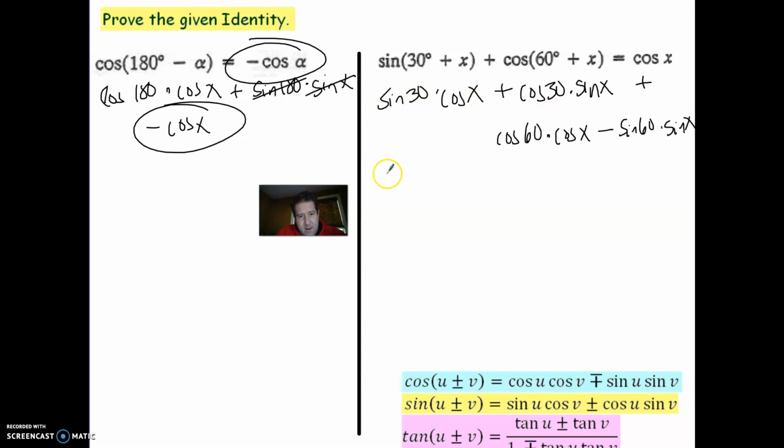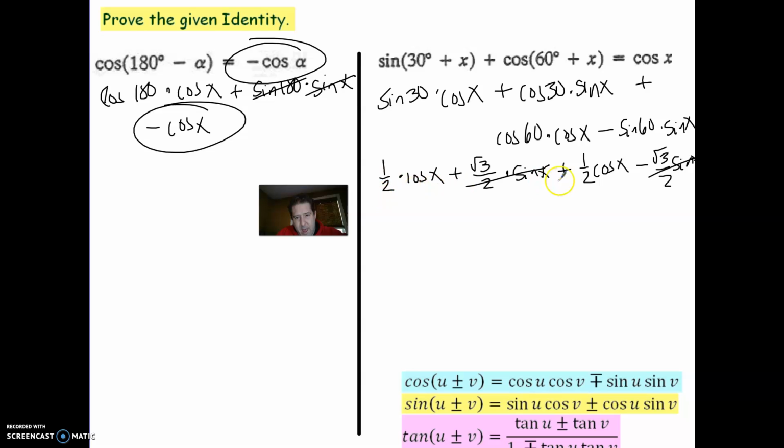So the left-hand side, sine of 30 is 1/2 times cosine of x, plus cosine of 30 is square root of 3 over 2 times sine of x. Okay, so the top line is right here. Now the bottom line, so if I add that to cosine of 60, which is 1/2 cosine of x, minus sine of 60, which is square root of 3 over 2 sine of x. Okay, now the positive square root of 3 over 2 sine of x and the minus square root of 3 over 2 sine of x, these basically cancel each other out because they're opposites of each other.